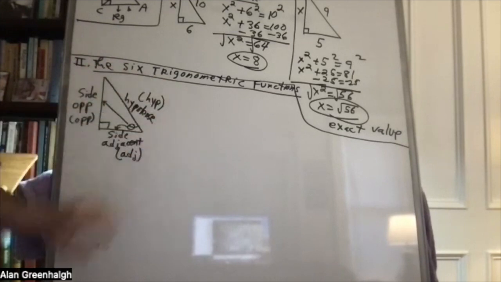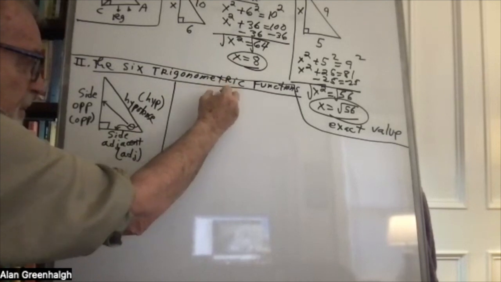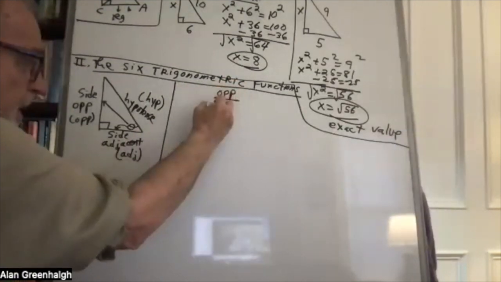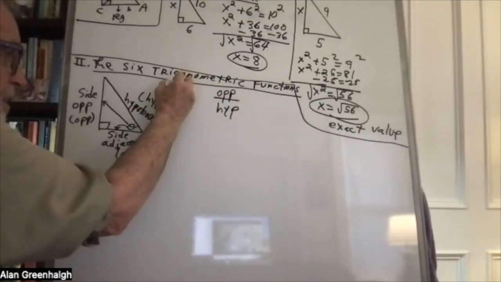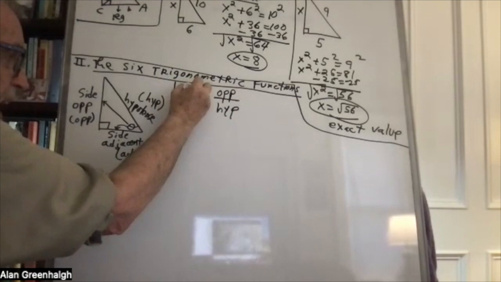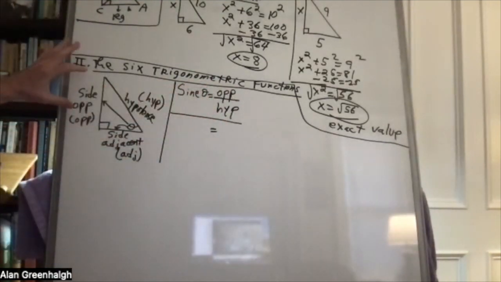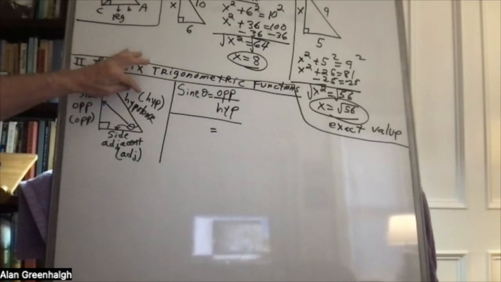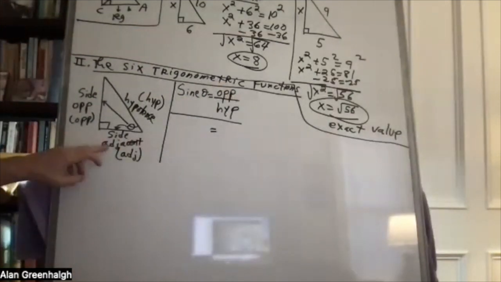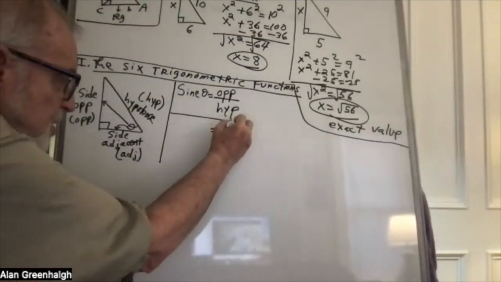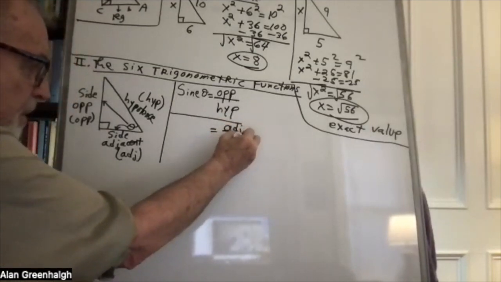These are called trigonometric functions. For example, the side opposite divided by the hypotenuse is known as the sine of the angle. So the ratio of the side opposite over the hypotenuse is given the name sine. The ratio of the side adjacent to the angle over the hypotenuse is given the name cosine.